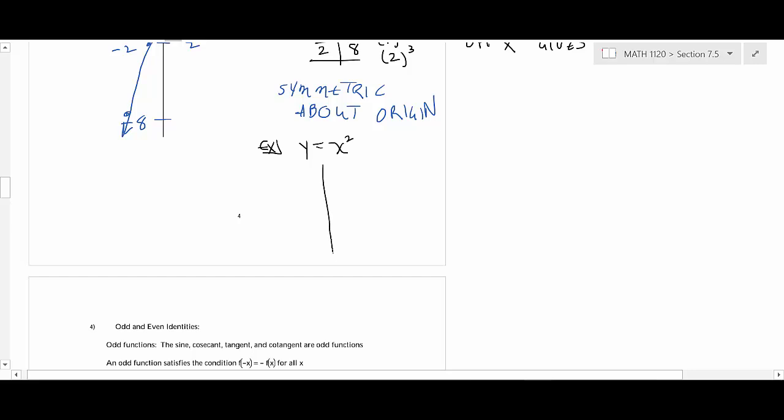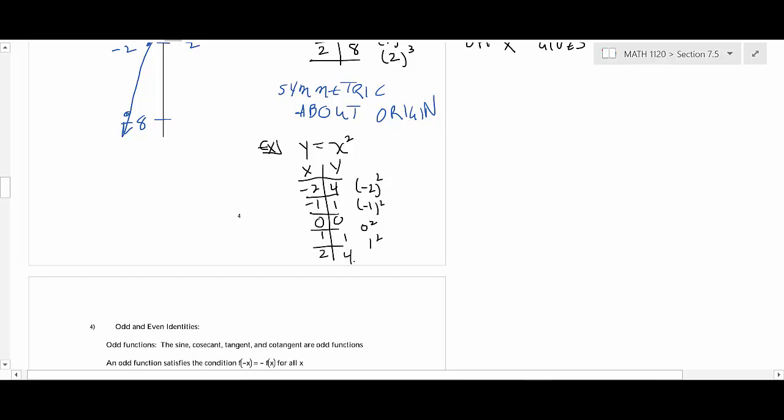So let's do a table of values. So we have x and y. And let's use the same numbers. Let's use 0, 1, 2, negative 1, negative 2. Okay, now all we're doing is squaring, and you can do this in your head. Negative 2 squared is 4. Negative 1 squared is 1. 0 squared is 0. 1 squared is 1, and 2 squared is 4. Okay, like that.